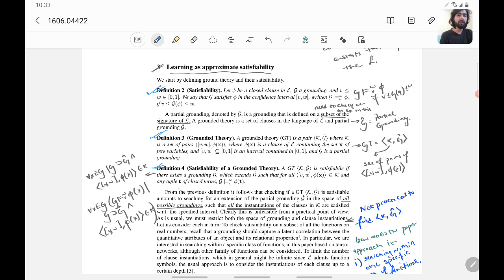Satisfiability: let phi be a closed clause and G a grounding. Then the satisfiability of the closed clause for that particular grounding is defined as this, which basically says that given the closed clause, the grounding should be in the interval of v to omega.